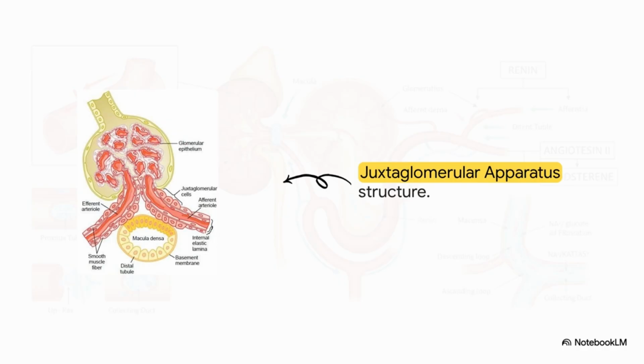This is the juxtaglomerular apparatus. Notice the macula densa. These are specialized epithelial cells sitting right in the wall of the distal tubule. Look at how perfectly positioned they are. They physically touch the angle between the afferent arteriole and the efferent arteriole. Nestled right there in the afferent arteriole are the smooth muscle juxtaglomerular cells. This anatomical proximity is definitely no accident. It's the physical hardware that makes autoregulation possible.